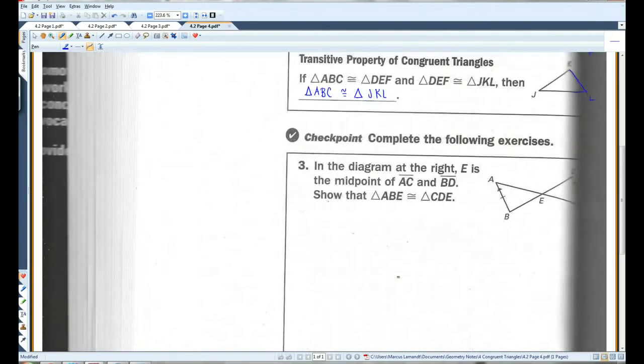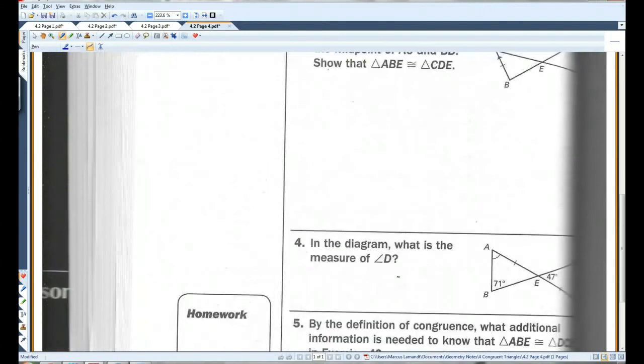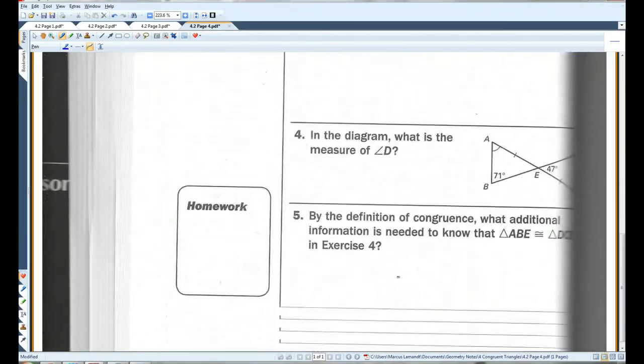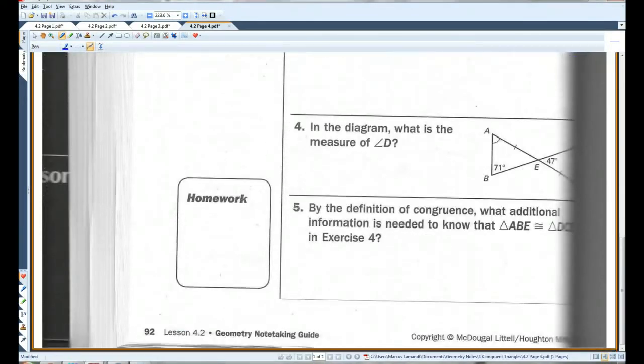Okay, and I'll leave these 3 checkpoint problems for you guys to do. They're cut off here, but they should be fine on your paper. And that's all for today.